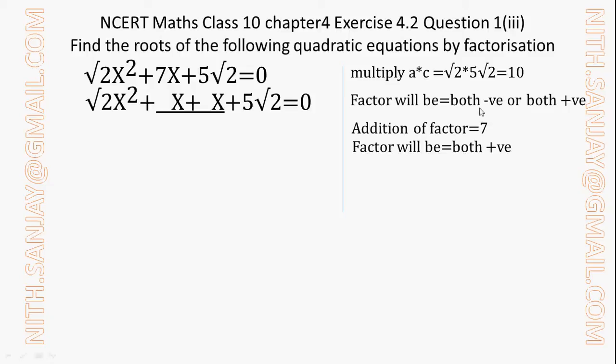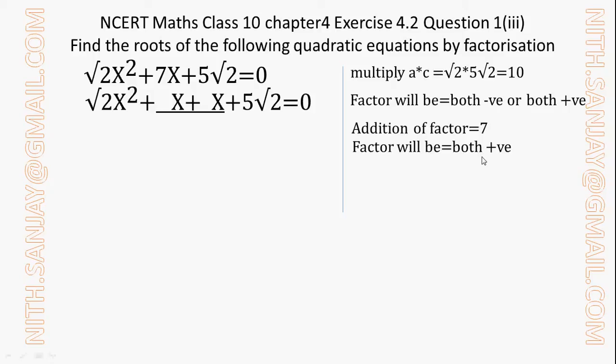Why? From our condition, it is clear that the factors should be either both positive or both negative. But if I have to get a positive addition from two negatives, this is not possible. I can only get positive addition from two positive terms. So both my factors will be positive.